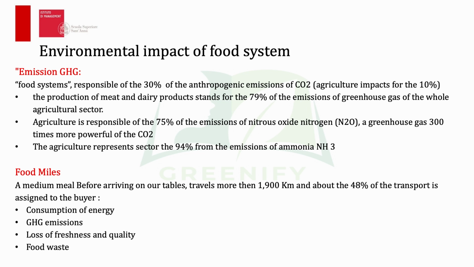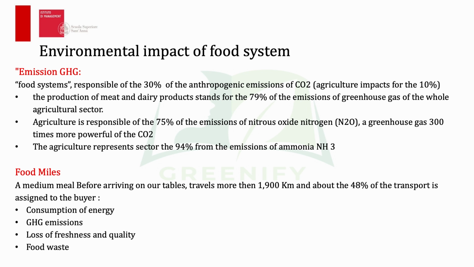Here too, we can understand the relationship between environmental impacts and social and cultural models. For example, a shift toward healthier diets with a reduced consumption of animal protein, often replaced with plant-based protein, would automatically lead to a reduction in greenhouse gases. Furthermore, agriculture is responsible for 75% of nitrous oxide emissions, 300 times more powerful than CO2, and 94% of ammonia emissions.